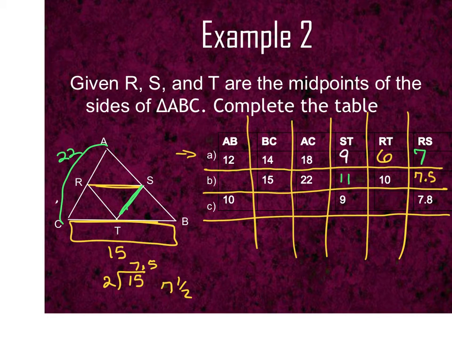Now my next piece of given information is the length of RT. RT is a midsegment. The last column that we need to fill in is AB. So if they give me that this piece is 10, to find the length of the outside of the triangle, I have to double it. So this is going to be 20.